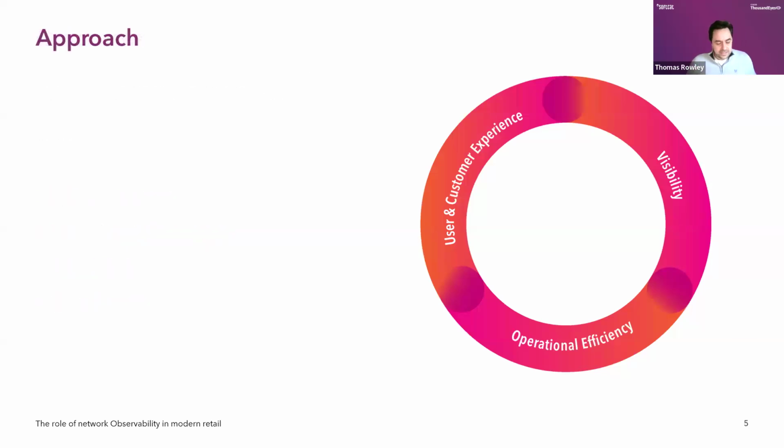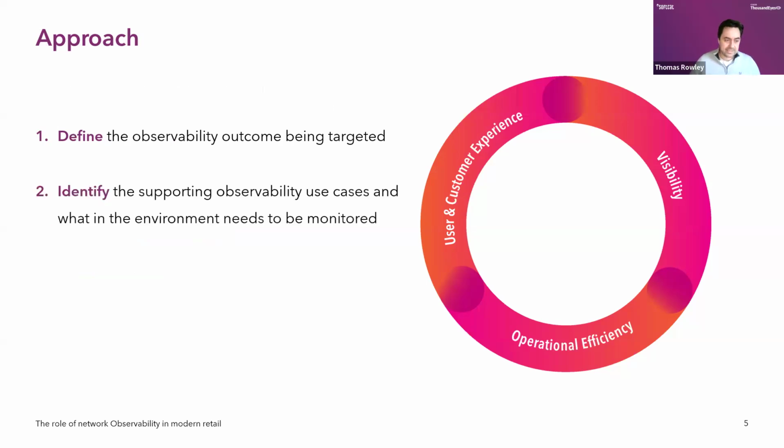Outcomes is part of this, but I think it's also really important we talk about what is a successful approach that we see our customers adopting when looking at this technology. For me, this all starts with those outcomes, defining which outcome or outcomes are being targeted. After we've defined the outcome that we're goaling for here, it's then about identifying what are the supporting observability use cases that we can use to drive that outcome. Once we start to establish some of those use cases, we can then start to define exactly what it is in the environment that we really care about monitoring.